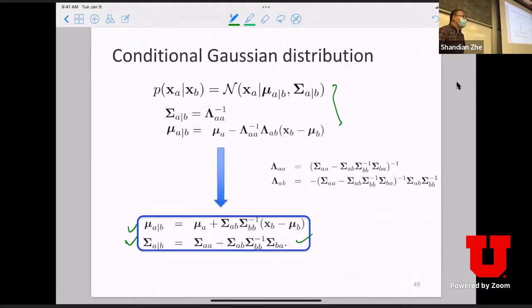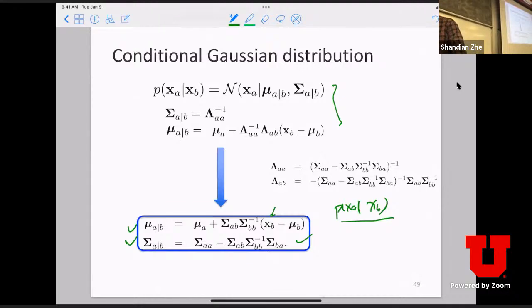So, given x, how did you write XA given XB? How do I write XA given XB? Yeah, it's here. This distribution tells the probability density of XA given XB. I'm asking, how do you know XA given XB is a probability?